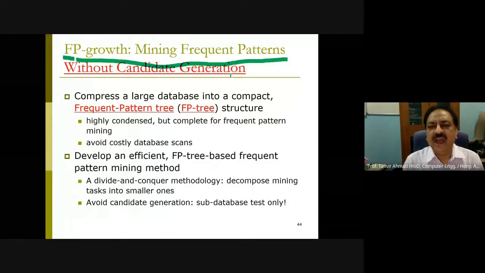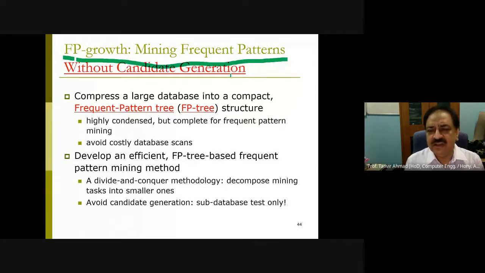The crux of this whole algorithm is that I have a very, very large data set, and I have to convert that database into an FP tree. An FP tree is a frequent pattern tree, which is not a binary tree, but just a tree with a hierarchical structure. It is highly condensed, but complete. What is the meaning of complete? By complete, we mean that using only one FP tree, I can generate all frequent patterns.